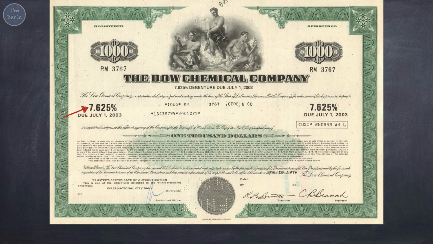7.625%, this is the coupon interest rate. Taking 7.625% times $1,000, the par value, it means the bondholders will receive coupon interest payment of $76.25 every year. July 1, 2003, this is the maturity date or due date of this piece of bond.